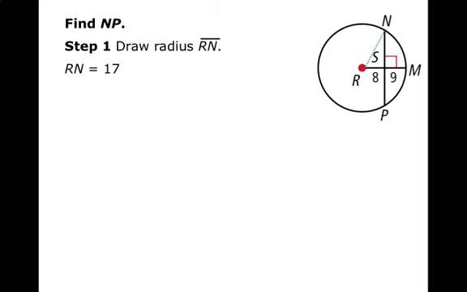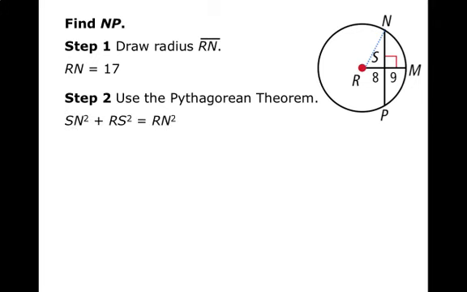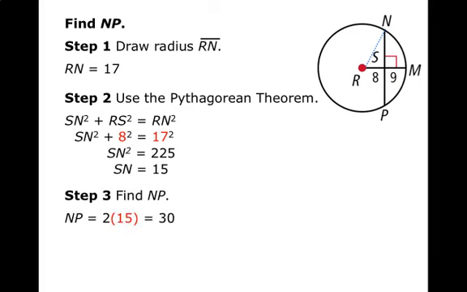Hopefully you see a right triangle, RSN, because now we can use the Pythagorean theorem in order to find the length of NS. So we get that NS is 15. And remember we said that if a radius is perpendicular to a chord, it bisects the chord. So if NS is 15, which is half of NP, we can double it and we get that NP is 30.